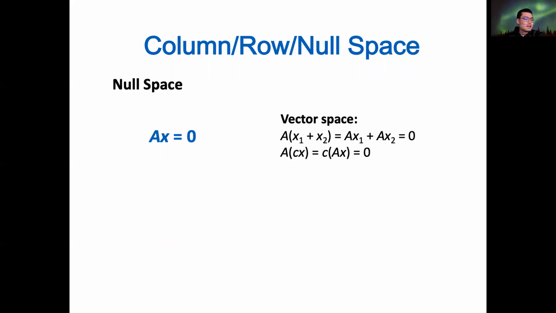And if this is the case, then we need to show that if we have two vectors, one is x1 and another vector is x2, a linear combination of them, are they still in this space? That's the question. If x1 plus x2 still satisfies this requirement, then we can say this is a valid vector space, a subspace. Otherwise, we cannot say that.